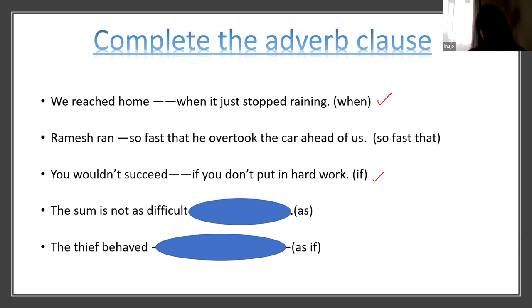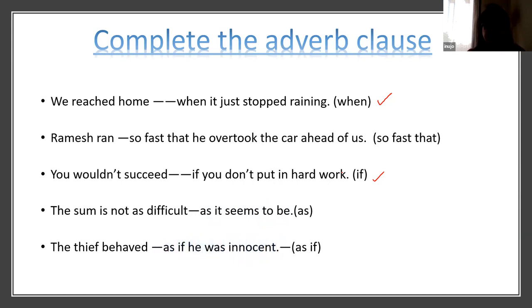The sum is not as difficult as it seems to be. The sum is not as difficult as it seems to be. It means it is not as difficult as it looks. All right. Next. So basically you're trying to form an adverb clause with your subordinating conjunctions.